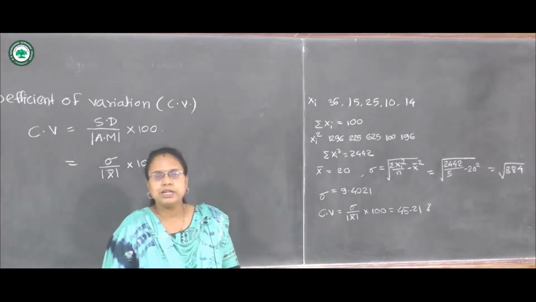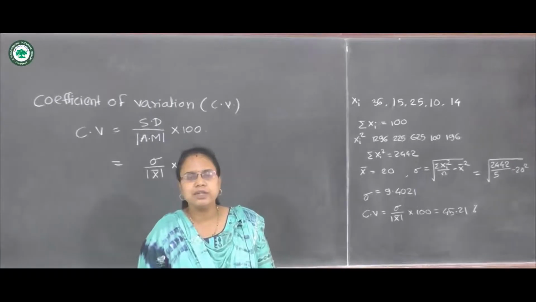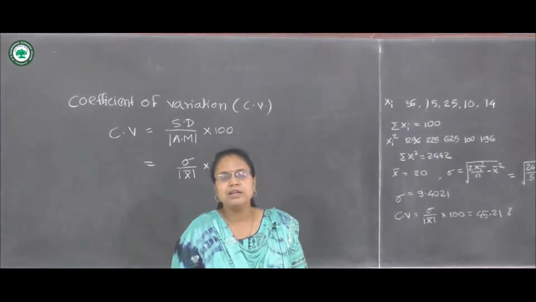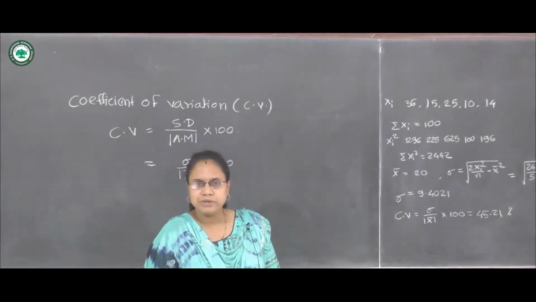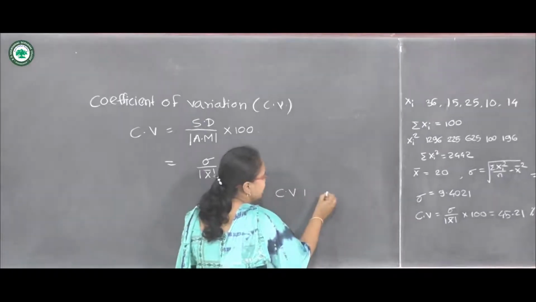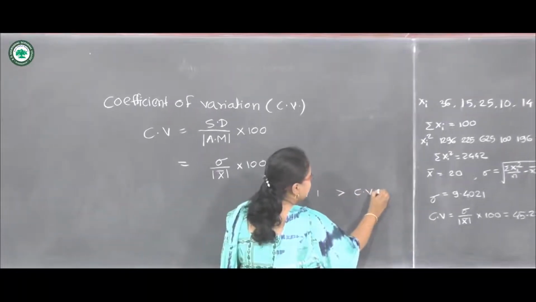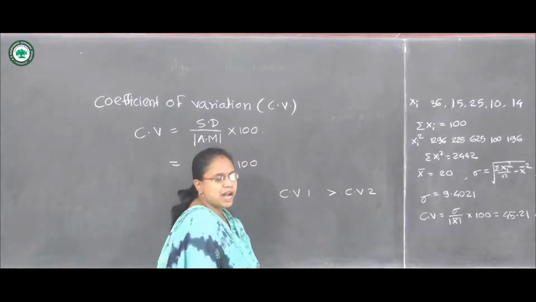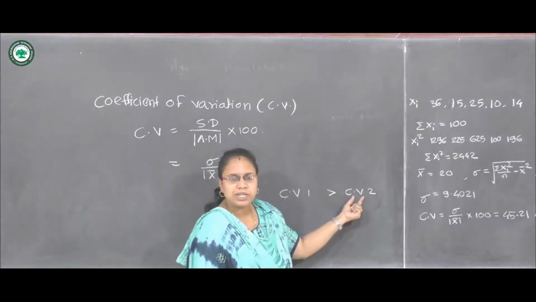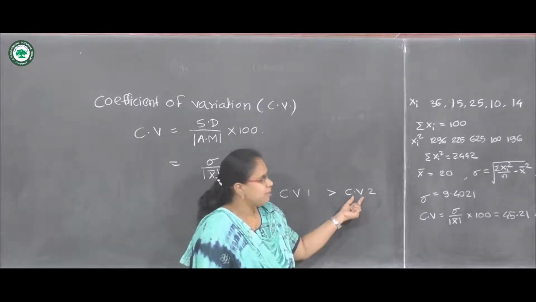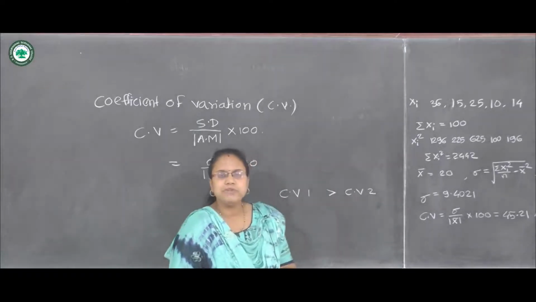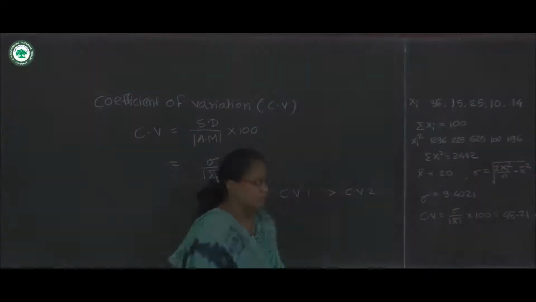Similarly, suppose we are given two data sets, then we can compute CV for both the data sets and further compare the CV. If the CV of the first data set is greater than the CV of the second data set, then we say that the data having less CV is more consistent or more reliable because variation is less in that data. In this way we can compare the two data sets.